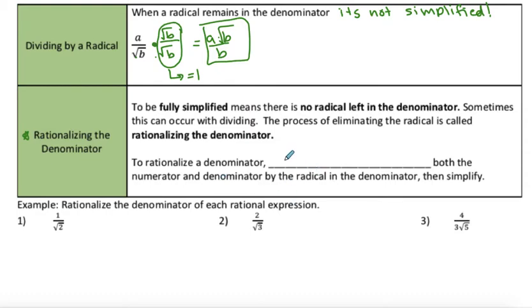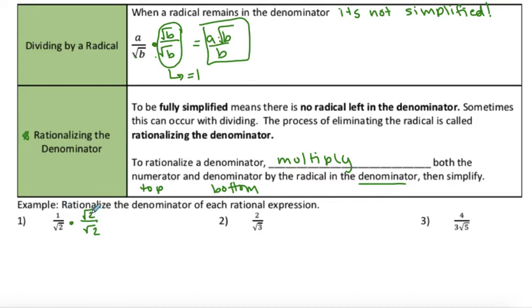To rationalize the denominator, we multiply both the top and the bottom, numerator and denominator, by the radical in the denominator. Then simplify. Okay, so this is still going to build on what we've been doing on the prior days. We have 1 divided by radical 2, and it's not simplified because of the radical in the bottom. To rationalize, we're going to multiply both the numerator and the denominator by the radical in the denominator. So our radical in the denominator is radical 2.